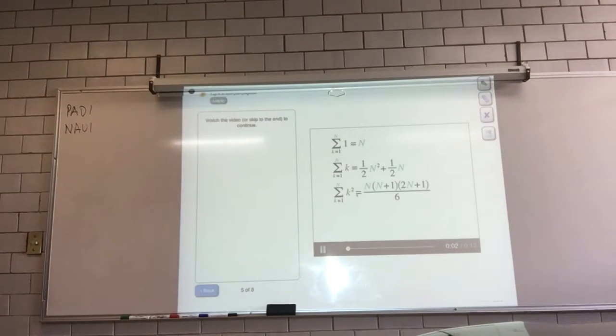Exactly. The sum of the first n squares turns out to be n times n plus 1 times 2n plus 1 all over 6. Again, what's an equivalent expression for this polynomial?